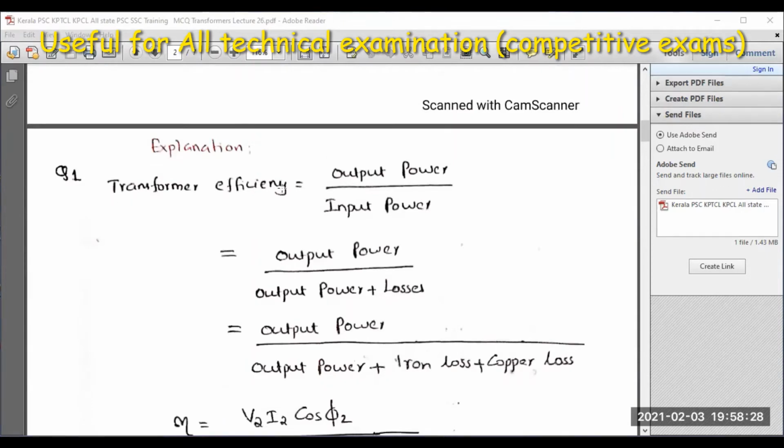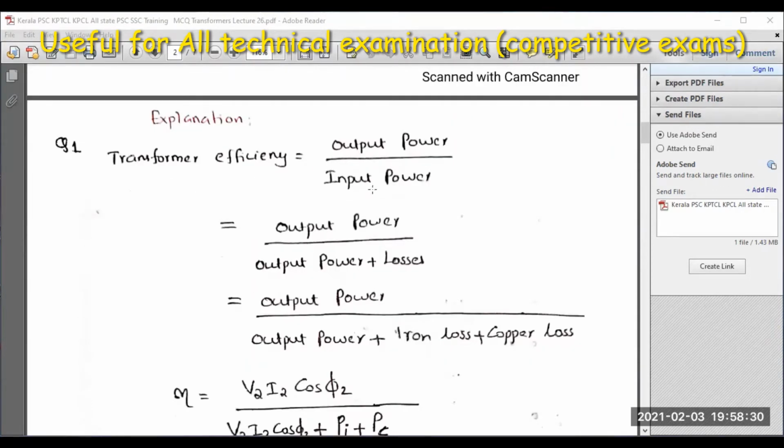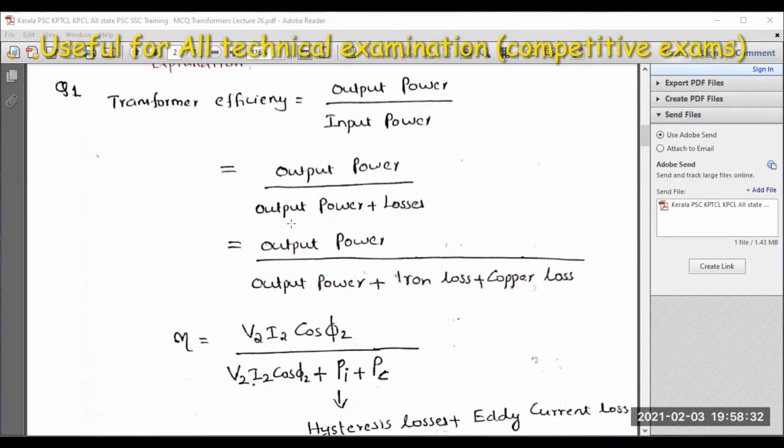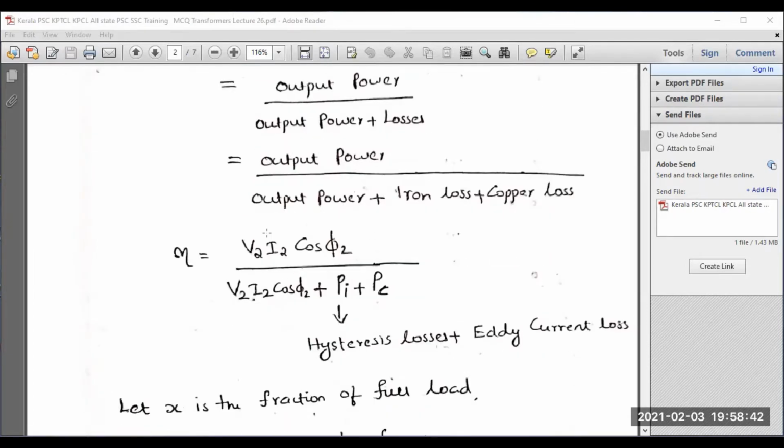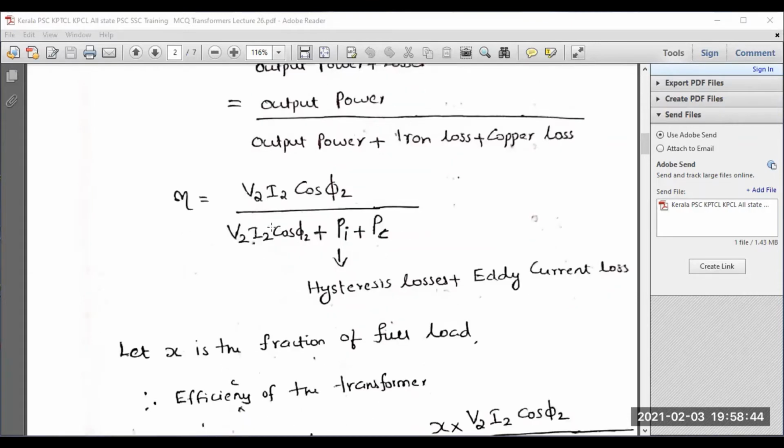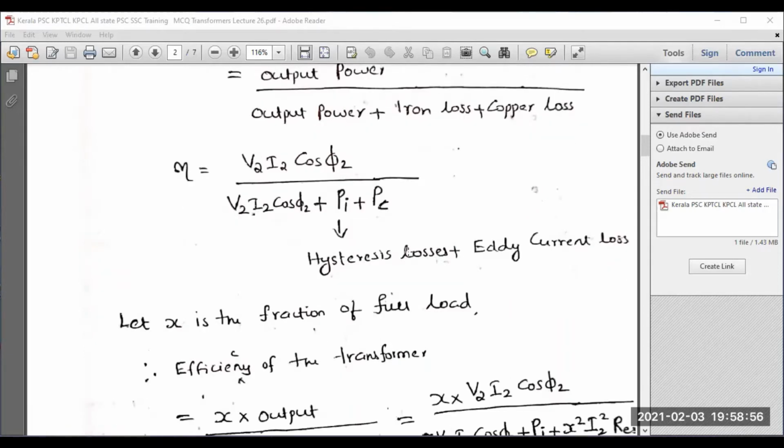So, transformer efficiency is nothing but output power upon input power. It is nothing but output power divided by output power plus losses. There are two types of losses: iron losses and copper losses. So, if you elaborate the formula, you will get V2I2 cos phi 2 upon V2I2 cos phi 2 plus Pi plus Pc, where Pi is known as iron loss. It is a sum of hysteresis losses and eddy current losses, and Pc is nothing but copper losses.